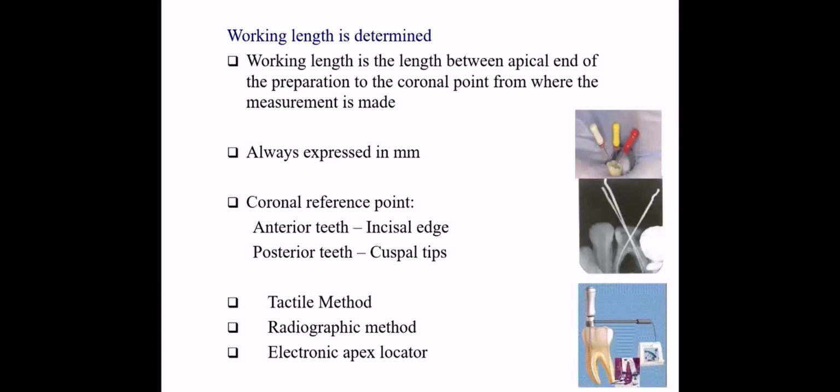You know the definition of working length. Working length is the length between the apical end of the preparation and the coronal point from where the measurement is made. It is always expressed in millimeters. The coronal reference point for anterior teeth is the incisal edge, and for posterior teeth it is the cusp tips, so you can say a mesial cusp tip or a distal cusp tip. That is the reference point you take. The methods of determining the working length are the tactile method, the radiographic method, and using an apex locator.